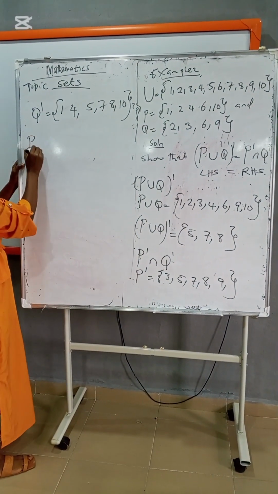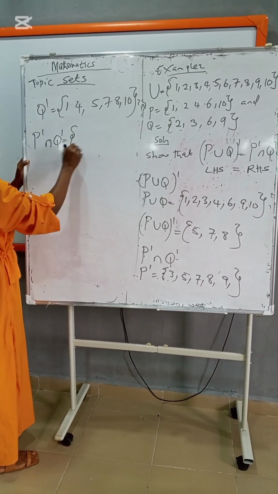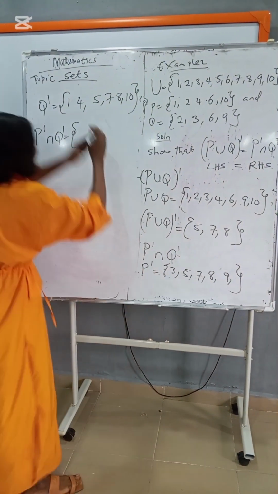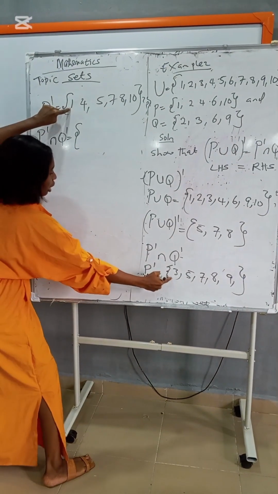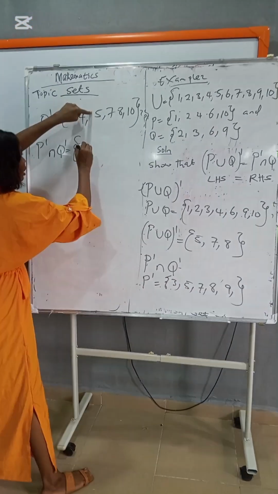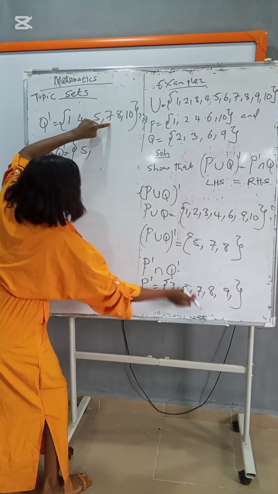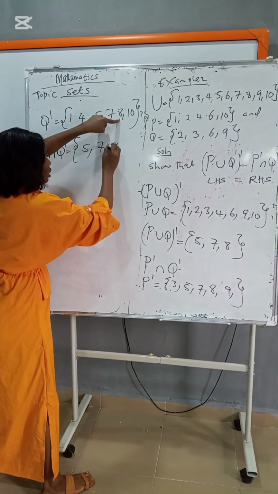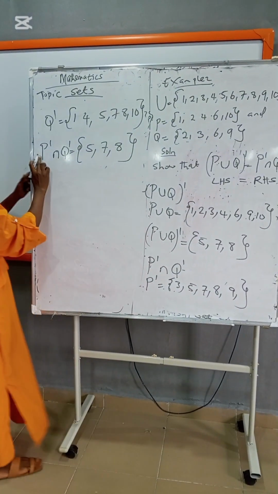So now P complement intersection Q complement is equals to, now find the intersection. What can I see here? I can also see here. So now I have 1, no 1 here, so it's not an intersection. There's 3, no 3. 5, 5. So the intersection, the first element is 5. The second one I have 7. There's 7 here. So it's also an intersection. Then I have 8. There's 8. It's also an intersection. I have 9. No 9. There's 10. So the intersection of this is given and this.